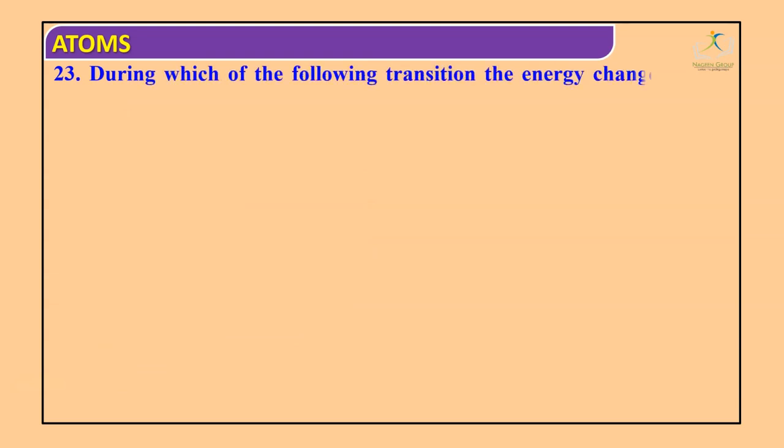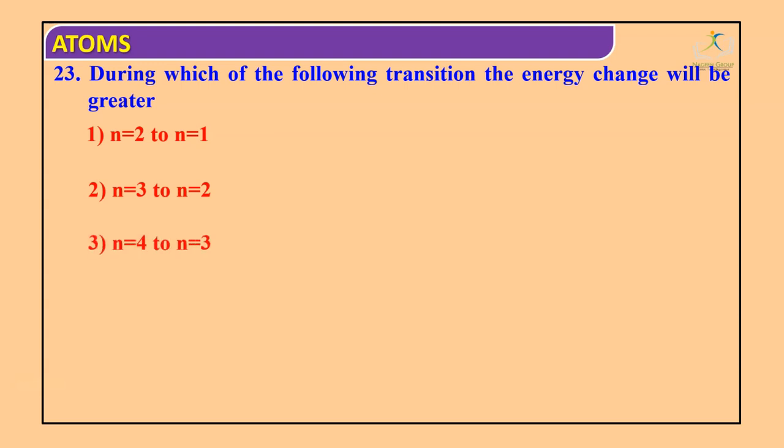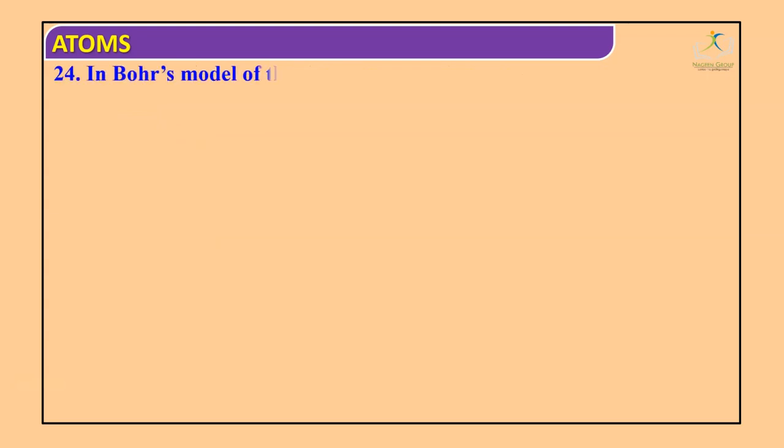Next, during which of the following transitions will the energy change be the greatest? n = 2 to n = 1, n = 3 to n = 2, n = 4 to n = 3, or n = 5 to n = 4. So the correct answer for this question is the first.